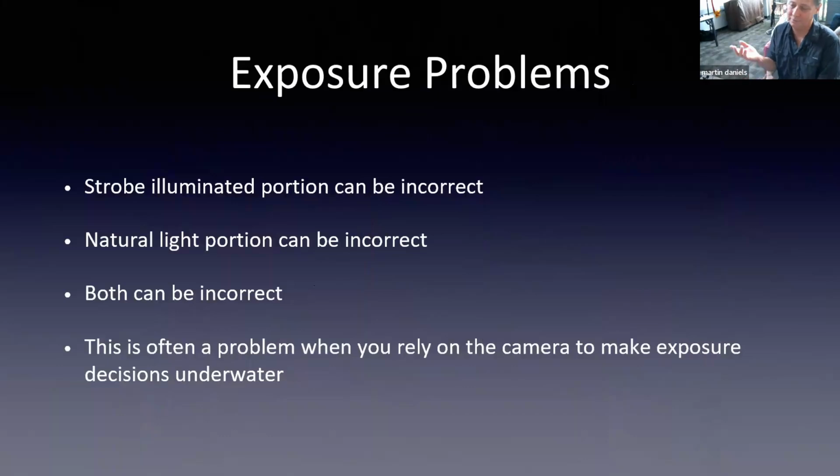So, you know, there can be a lot of problems with your exposures. Your strobe part can be too bright or too dark. Your natural light portion can be incorrect, or both parts of your exposure can be incorrect. And a lot of times this happens when you're relying on your camera, you're shooting auto settings on your camera, and it doesn't know what you're trying to achieve, and it's trying to make everything average.